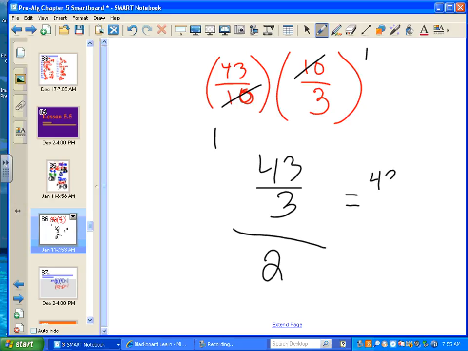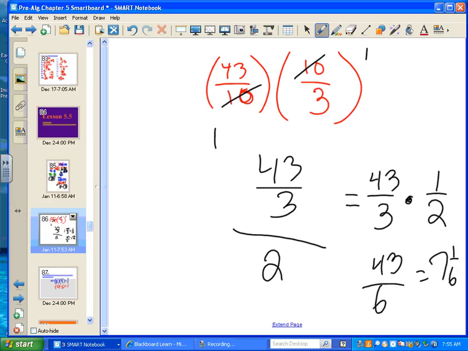Okay, when you're dividing, this is today's lesson, you're going to change it to multiplication and then flip the second number. So the 2 is going to flip to 1/2. 43 times 1 is 43. 3 times 2 is 6. You still end up with 7 1/6. This is today's lesson, so that's why I wanted to start with that, leading into that.